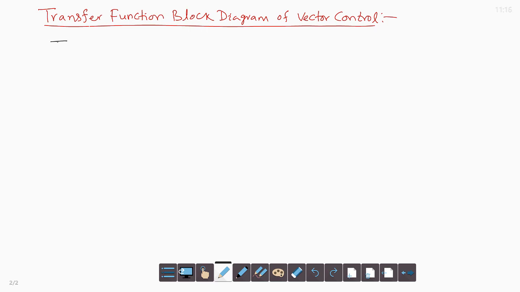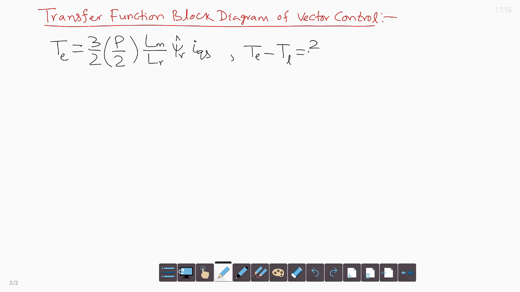So, electromagnetic torque T e is 3 by 2 into pole pairs, that is P by 2, into L m by L r into psi r hat into i q s. In vector control, this is the torque expression, and the torque balance equation is T e, electromagnetic torque, minus load torque equals 2 by P into J into d omega r by dt.